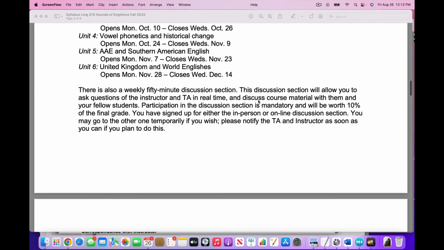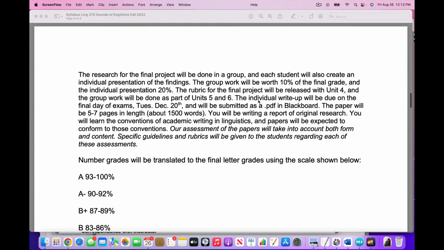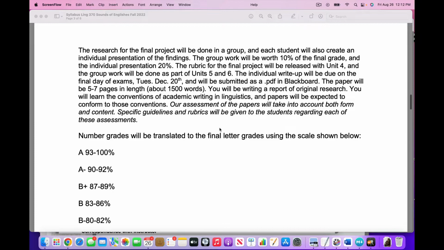There's also a 50-minute discussion section every week, and you'll either participate in the in-person or online discussion section. If you need to participate in the other one, just let us know. There's a final project, the research for which will be done in a group, and then you'll write up a presentation of the findings yourself. The due dates and when you'll get information about the project are all listed here.